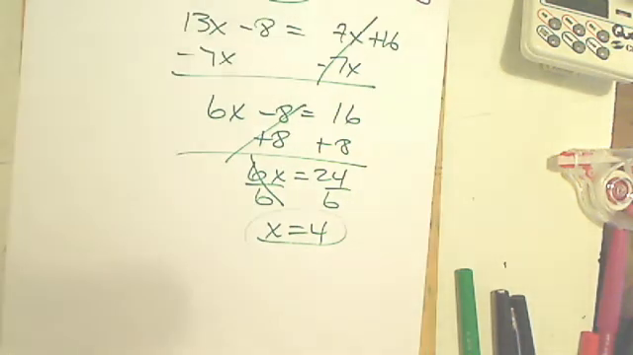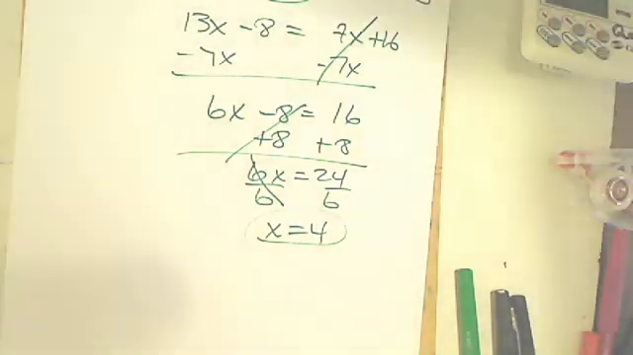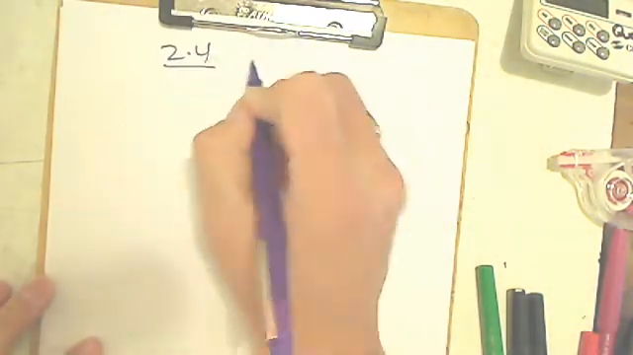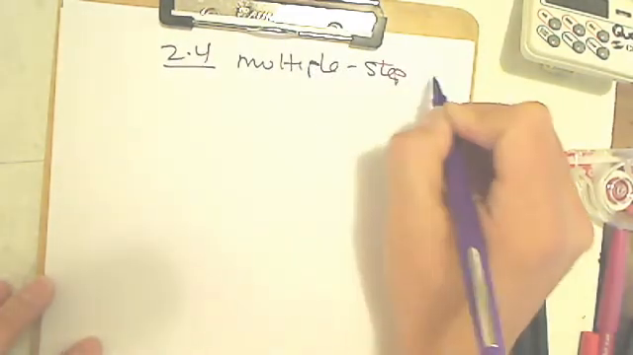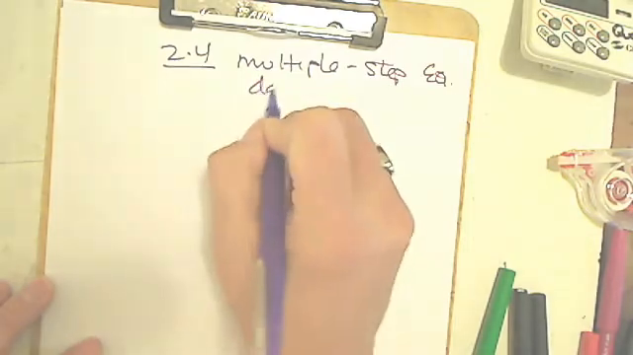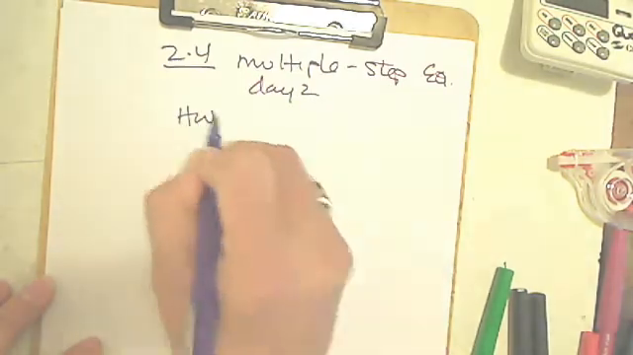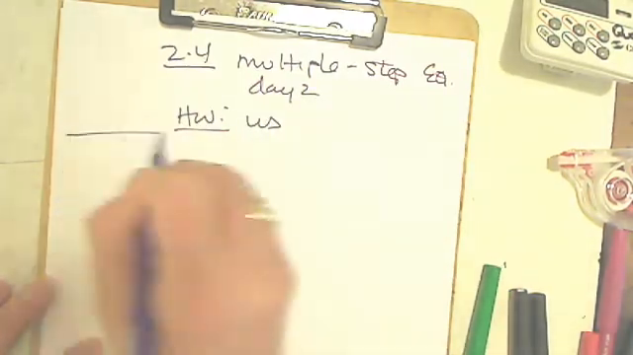All right. Today, let's practice. Your homework tonight is on a worksheet. I do expect quality. Always, always, always quality work. 2.4, multiple step equations, day 2. Your homework is a worksheet. Show your work on a separate paper.